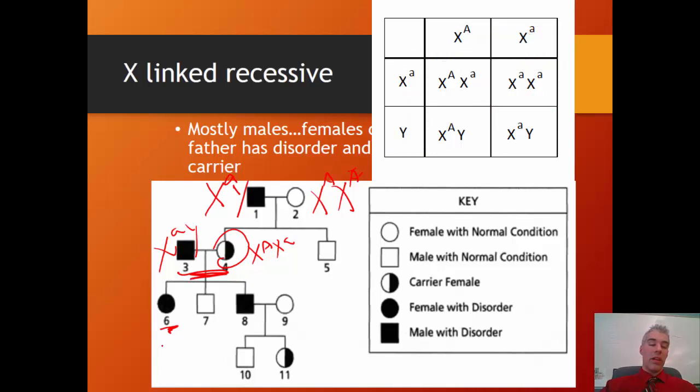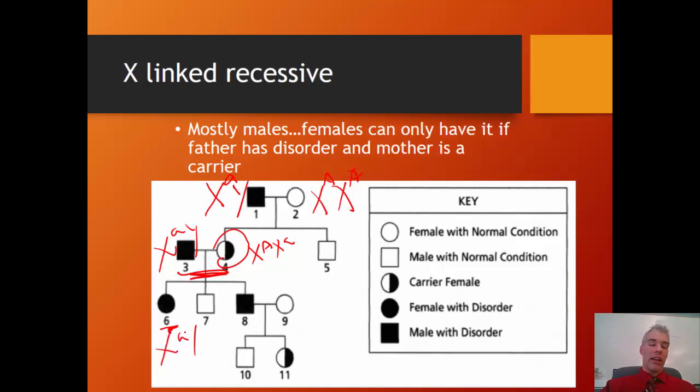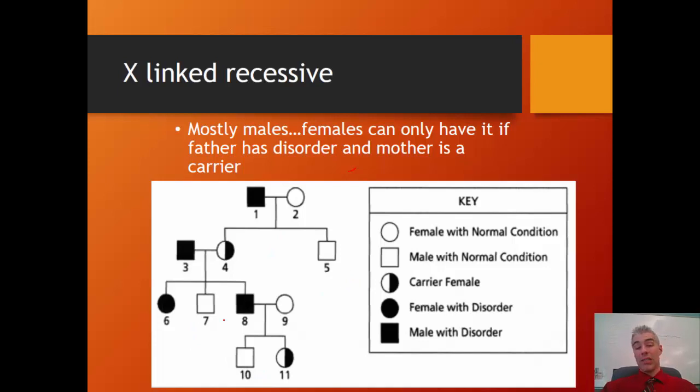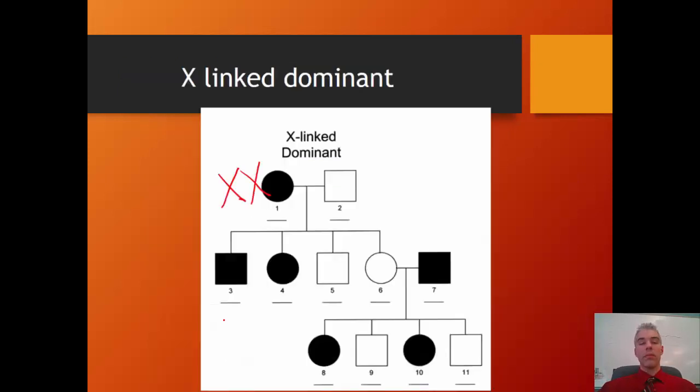So this female is X little a, X little a. This male is X little a, Y, and then this female is X big A, X big A. So remember, for X-linked recessive inheritance, what you're looking for are individuals or males mostly that have the disorder. Is it possible for a female to? Yes, but the father would have to have it and the mother would have to at least be a carrier.